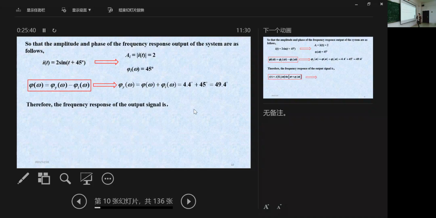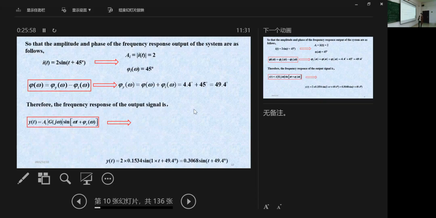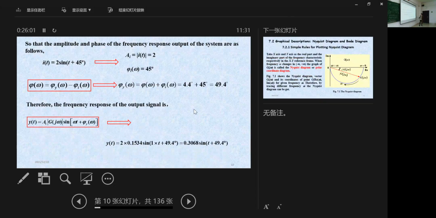Therefore, the frequency response of the output signal is 2 times the amplitude of G(j omega) times sin(omega t plus this phase), with omega equals 1. Clear?